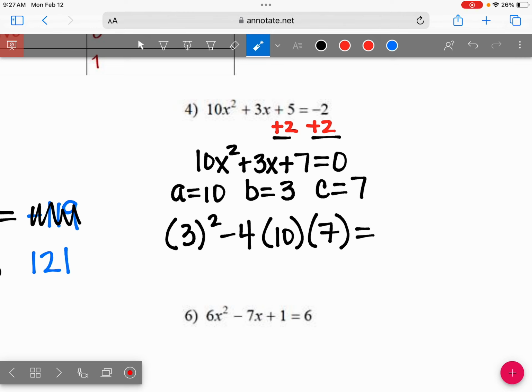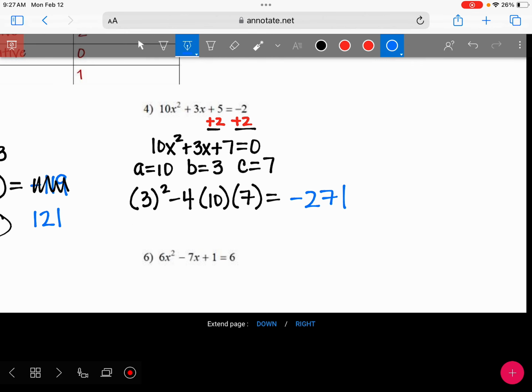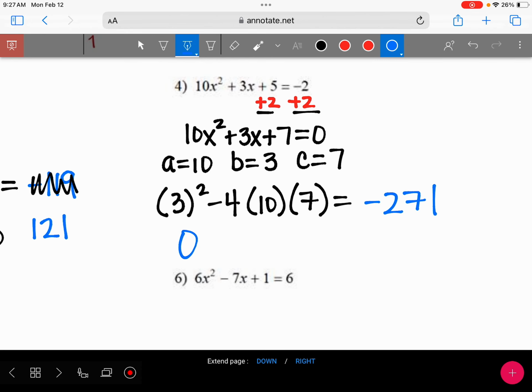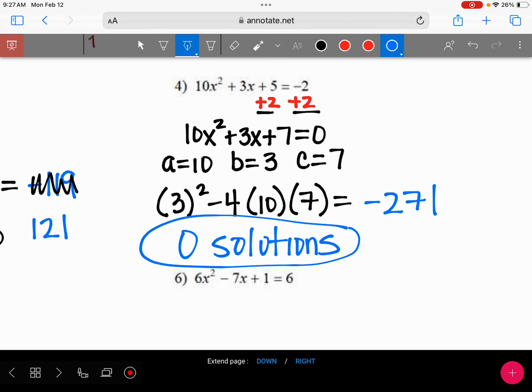All right, King, what did you get? Negative 271. Who agrees with King's answer? Oh, that's a lot of people. I'm going with it. Because it's negative, what does that mean? How many x-intercepts will we have? 0. This has no solution. It has 0 solutions. If it's negative, our parabola does not quite cross the x-axis.